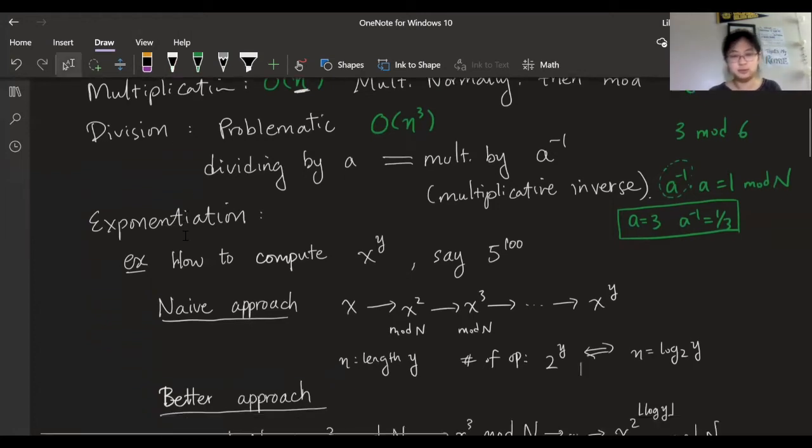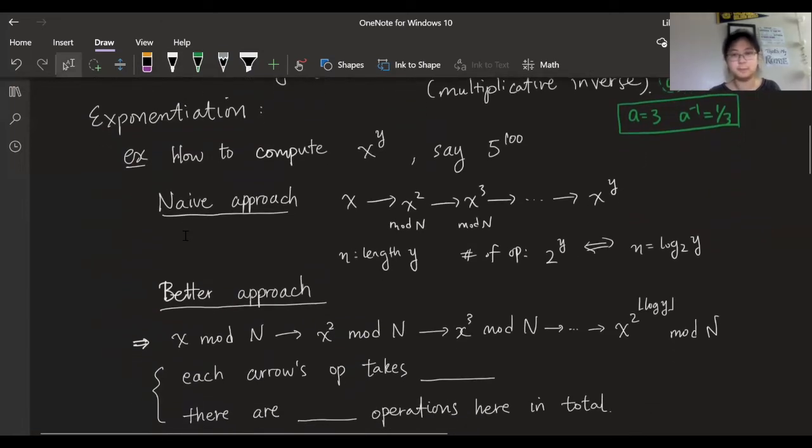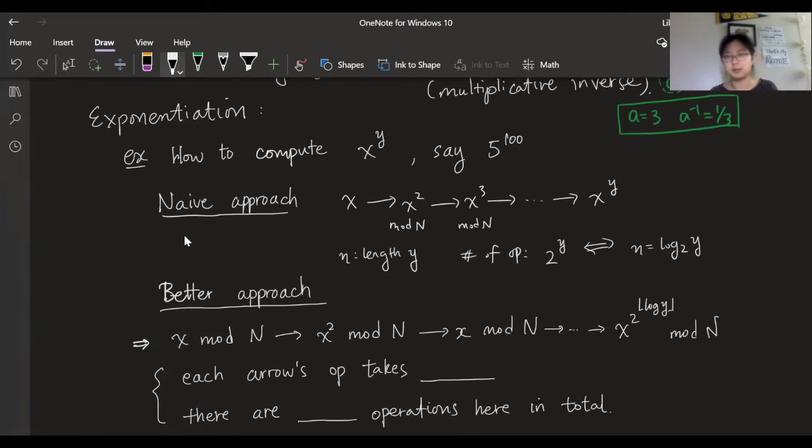And the way we get around this is, instead of multiplying by a single copy of x, we're going to multiply by however many copies you have right now. So each turn, we square the current number.